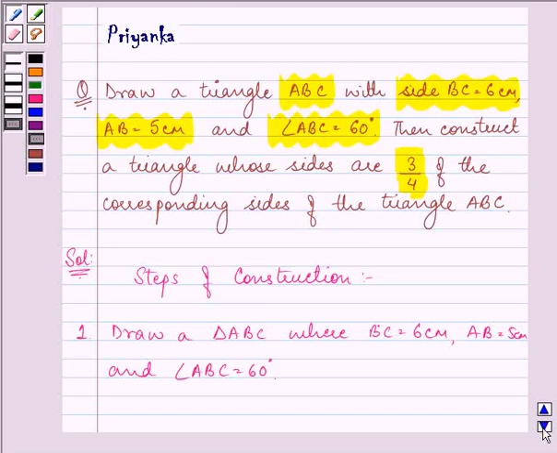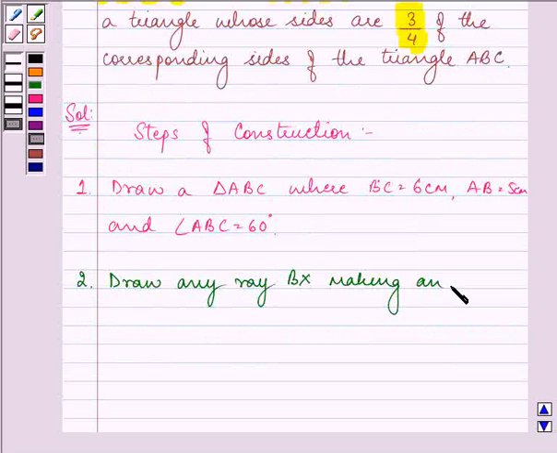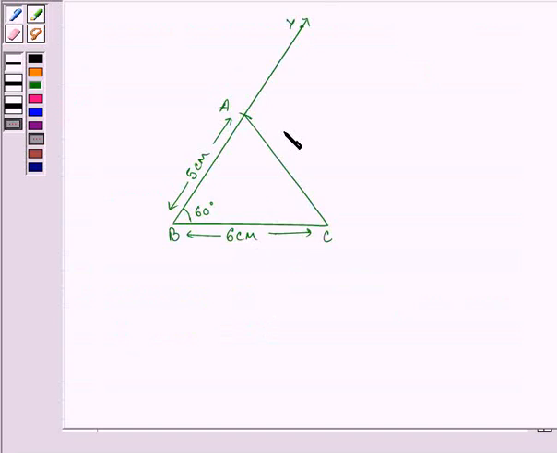Now the second step is to draw any ray BX making an acute angle with BC on the side that is opposite to the vertex A. So we have a ray BX making an acute angle with BC, which is opposite to the vertex A.